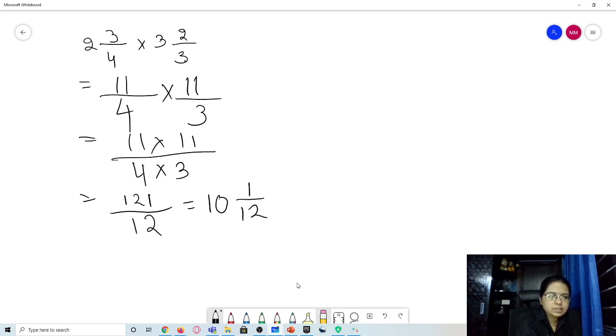Now converting this improper fraction into a mixed fraction, just divide the dividend 121 by the divisor 12. We get 10 as the quotient and 1 as the remainder. The quotient, then the remainder divided by the divisor, that is the denominator. 10 1 divided by 12 is the mixed fraction. So 2 3 divided by 4 multiplied with 3 2 divided by 3 is 10 1 divided by 12. This is the answer.